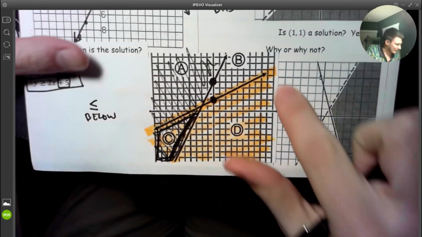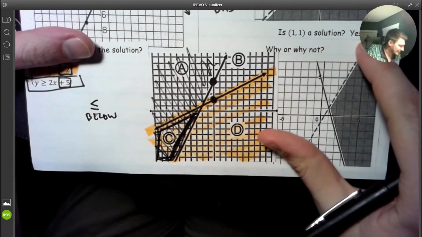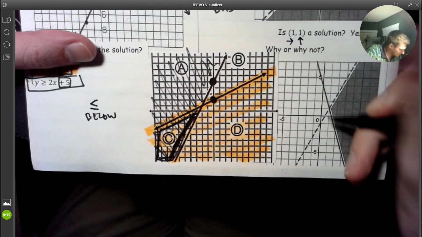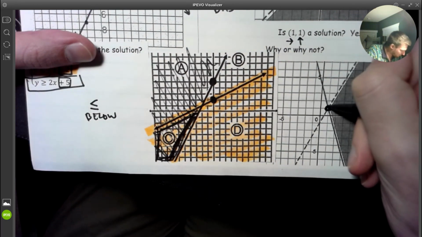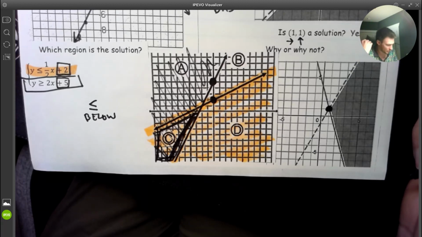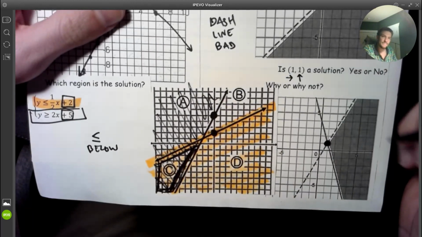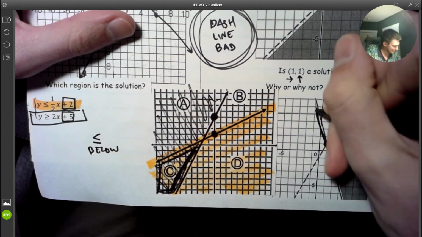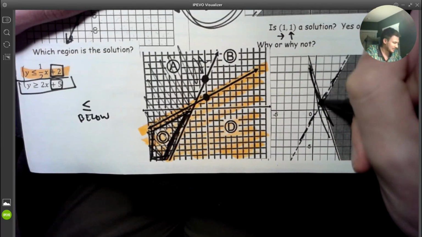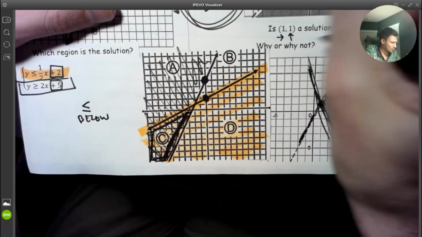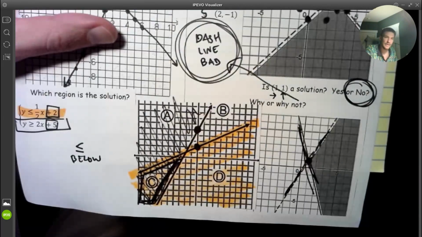And then I got one more question crammed in the corner here. Is 1, 1 a solution, yes or no? 1, 1 is going to be right 1, up 1. That's going to put me right here. This is a very important question. I remember we did one just like this yesterday. I put a box on it. I told you guys this is important. Remember, dash line bad. I see that we're on a solid line, but we are also on a dash line. Dash lines are bad. No. Why not? Dash line bad. Let's flip it over.